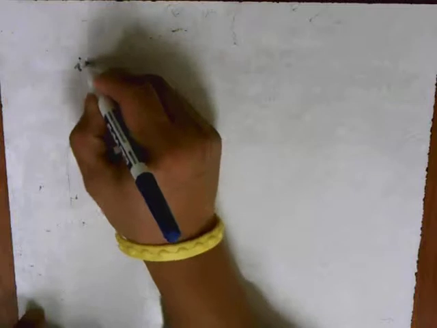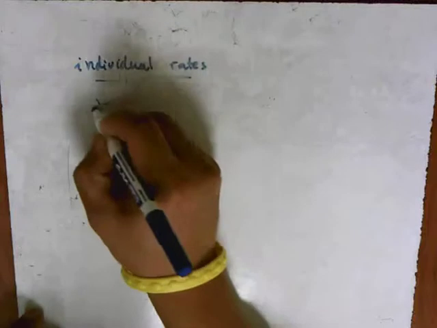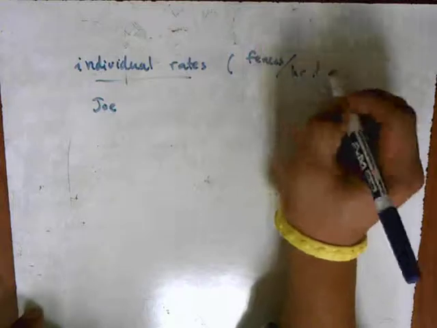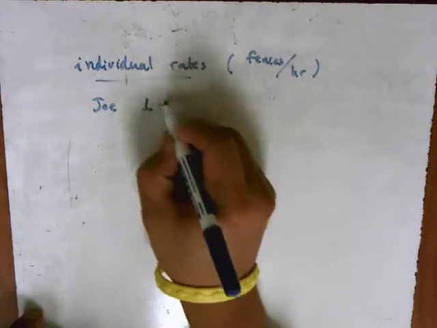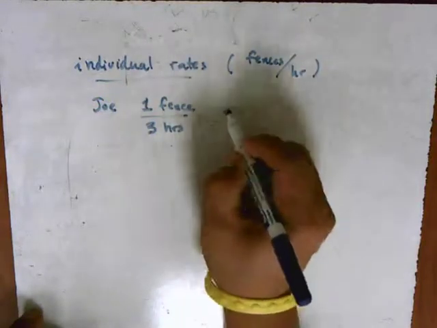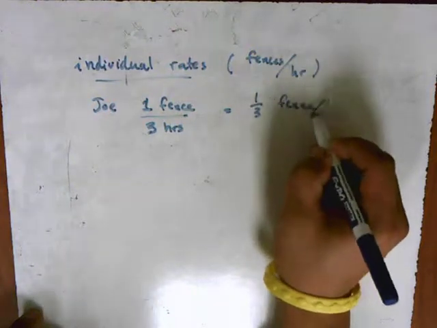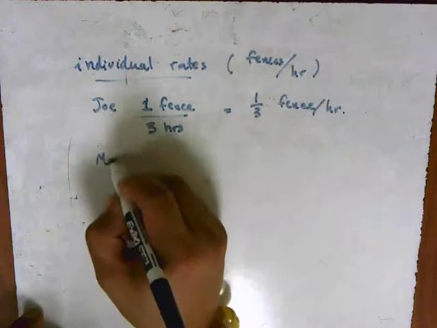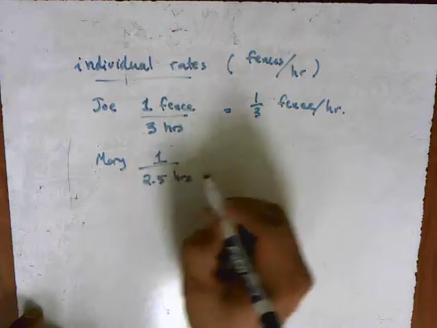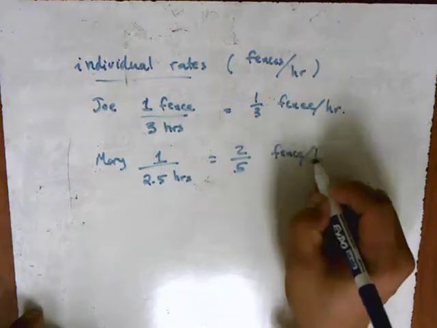So let's look at the individual rates. For Joe, we're going to calculate this in fences per hour. Joe does one fence in 3 hours, so that's a rate of 1/3 of a fence per hour. Mary does one fence in 2.5 hours, which is 2/5 of a fence per hour.